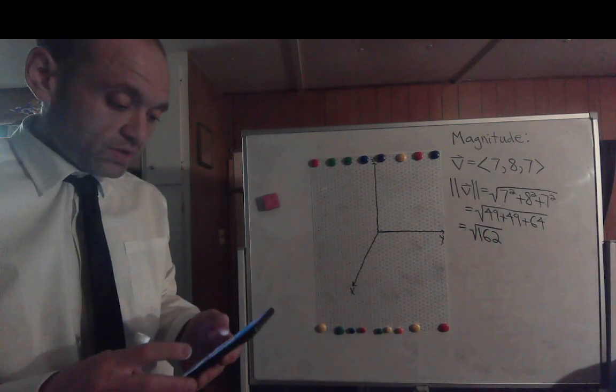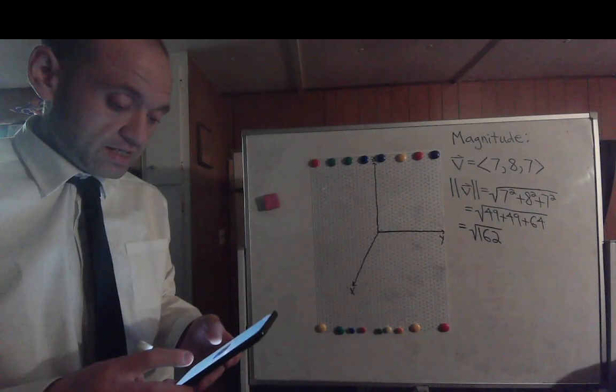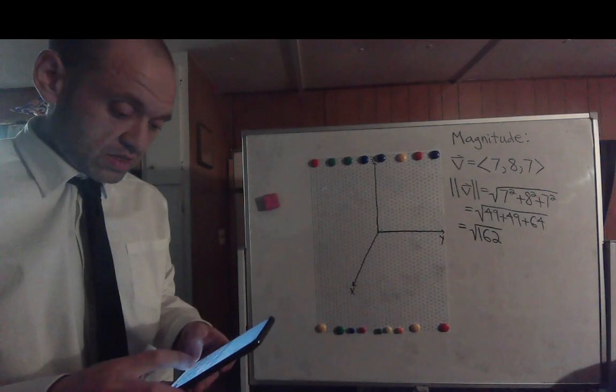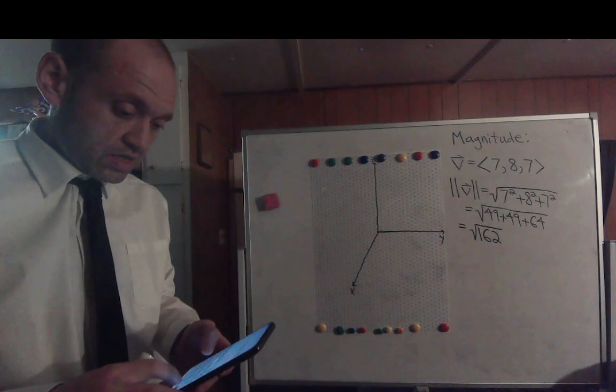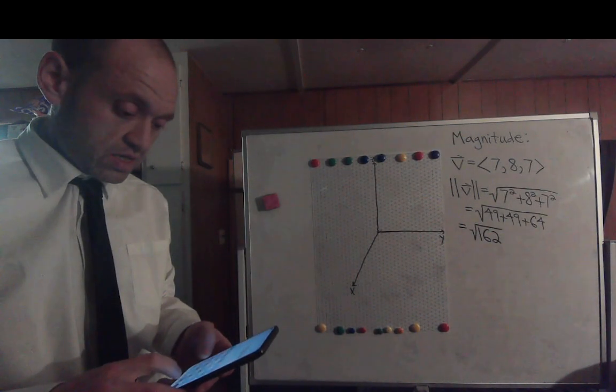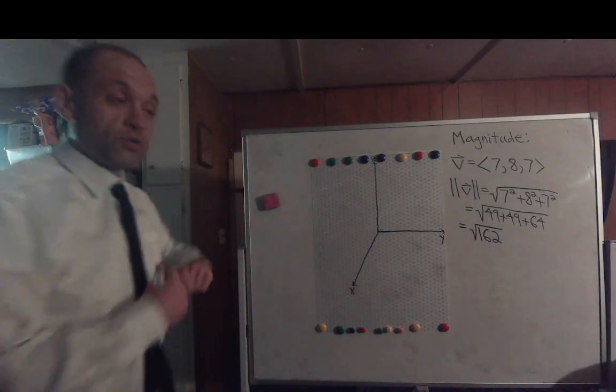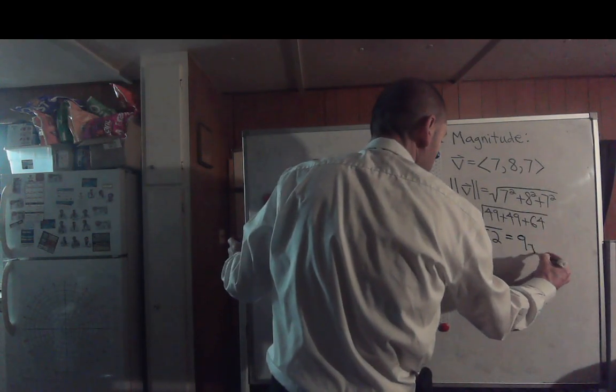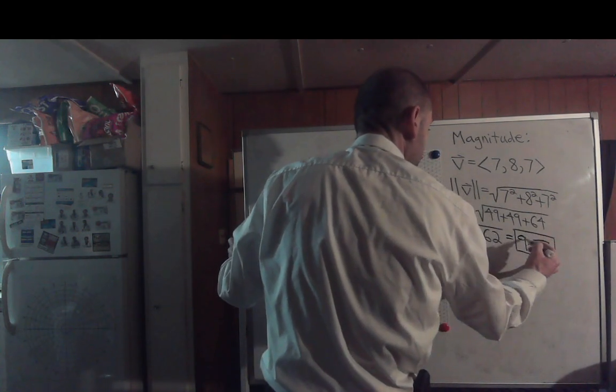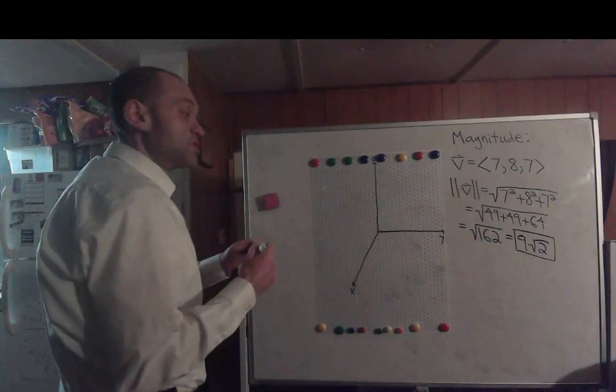I feel like that's going to simplify quite a bit. Yes, it actually turns out to be the square root of 81 times 2, which we know to be 9 times the square root of 2. So the magnitude of this particular vector is going to be 9 times the square root of 2.